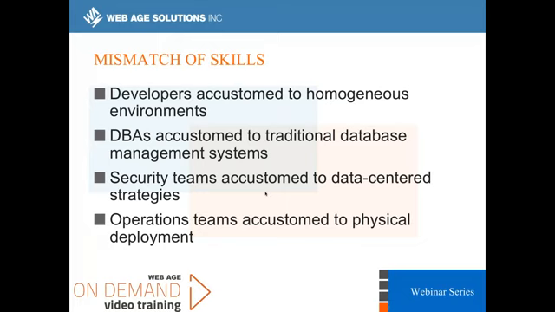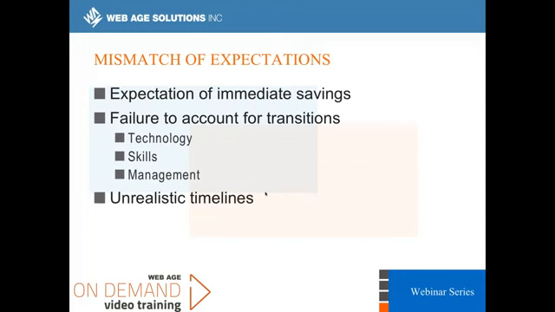DBAs might be more accustomed to traditional relational database systems versus NoSQL systems, document-oriented systems, etc. Security teams may be more accustomed to data-center strategies such as impenetrable firewalls, VPNs, etc. And then finally, operations teams may be accustomed to physical deployment. And then ultimately, a mismatch of expectations.